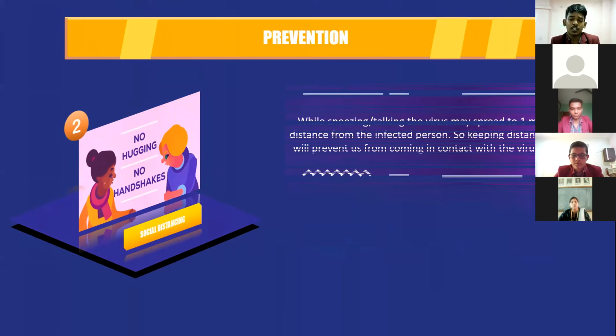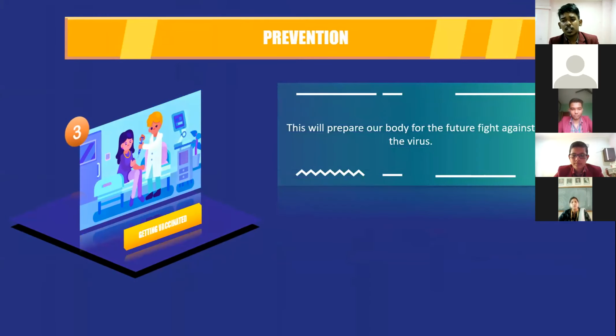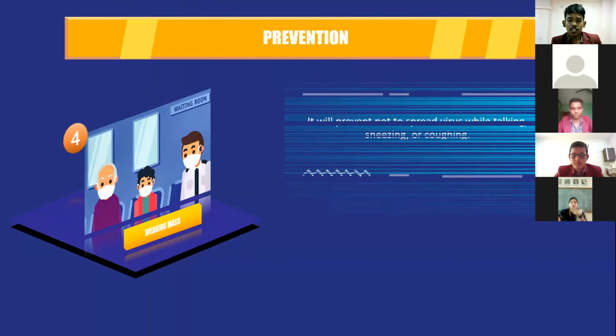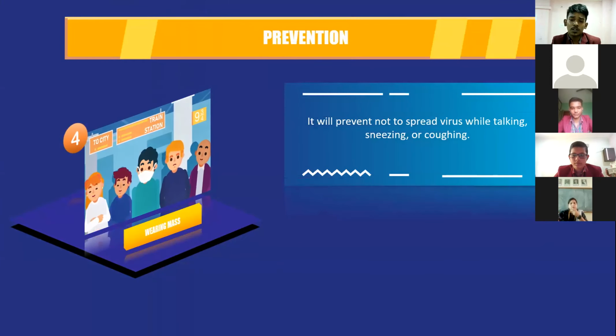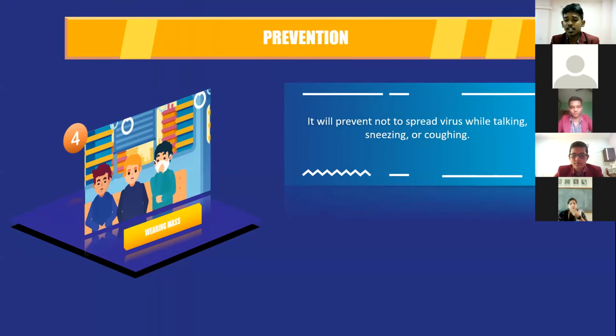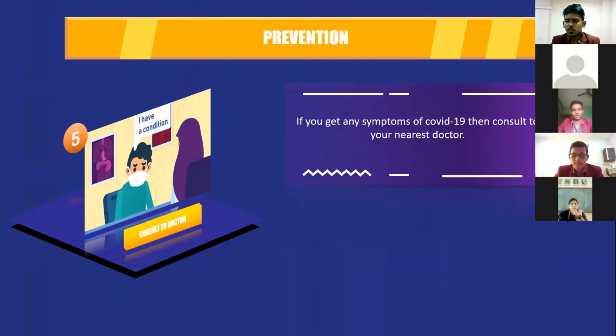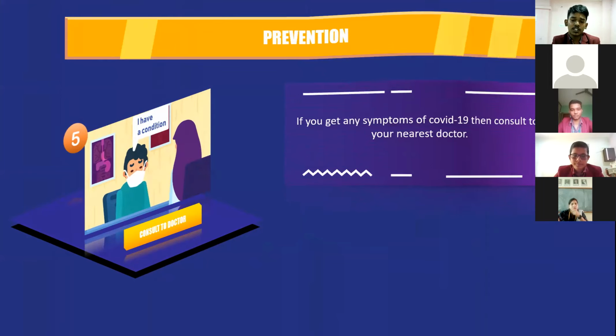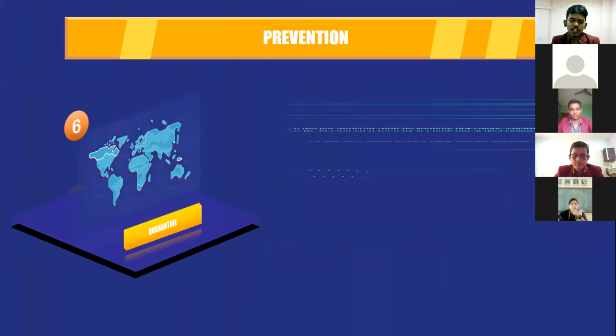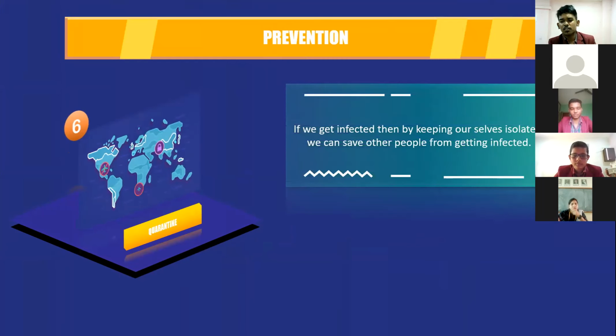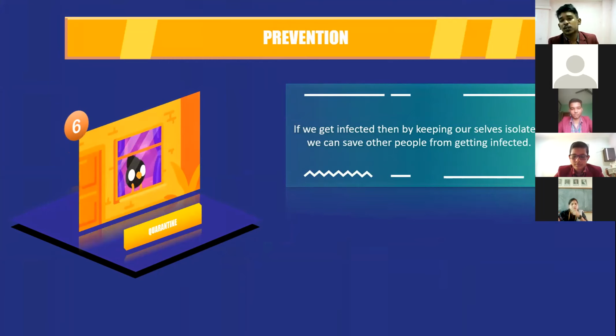Number three, get vaccinated. It will help our body get prepared to fight the virus in future if needed. Number four, wearing a mask. It will save us from inhaling virus-containing dust particles and will also prevent us from touching our mouth and nose when we are outside. Number five, consulting an expert. If someone suffers from any symptoms of coronavirus, then they should immediately consult a doctor as they can give the best advice in that situation. Number six, quarantine. If we get infected, then we should isolate ourselves in order to save others from getting infected. So we should always take preventions because prevention is always better than cure.